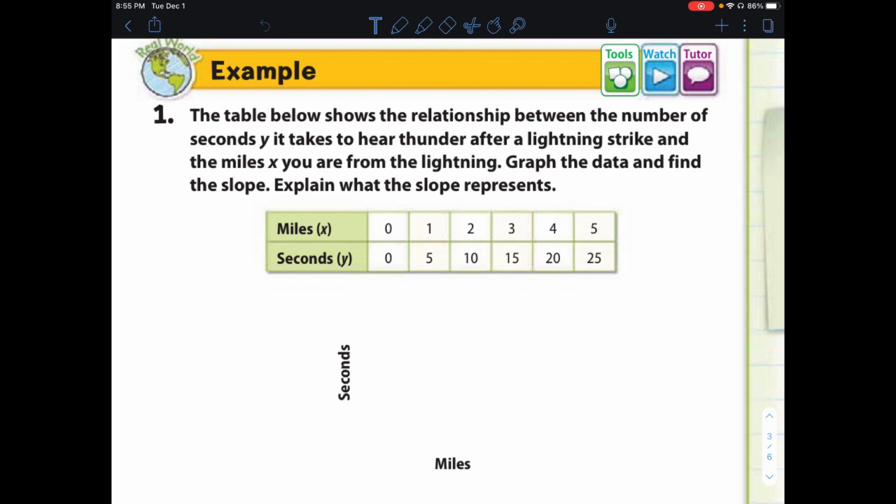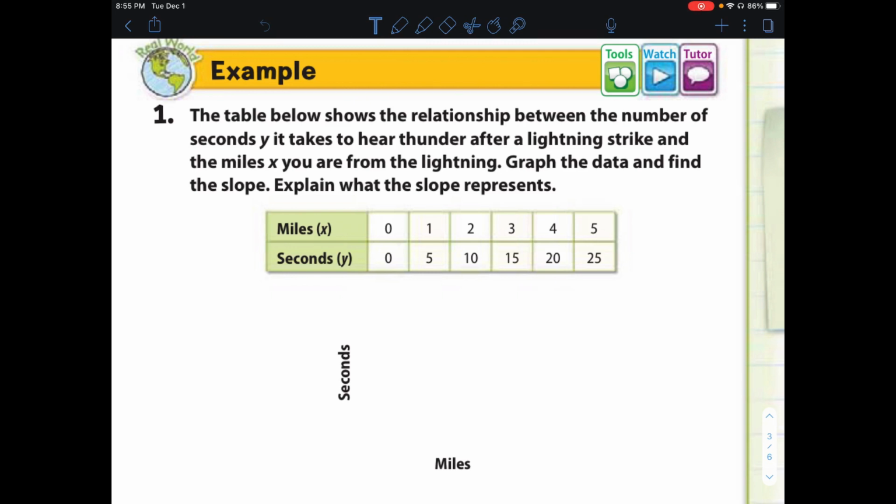So we have a table where x represents the miles you are from the lightning, and y represents the number of seconds it takes to hear the thunder after seeing the lightning strike. So basically what this problem is telling us is that after you see the lightning strike, how many seconds will you be able to hear the thunder after that?